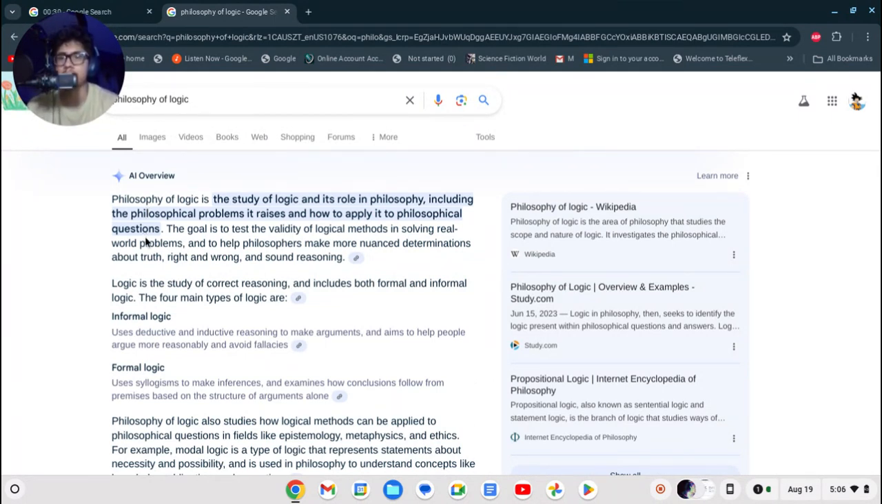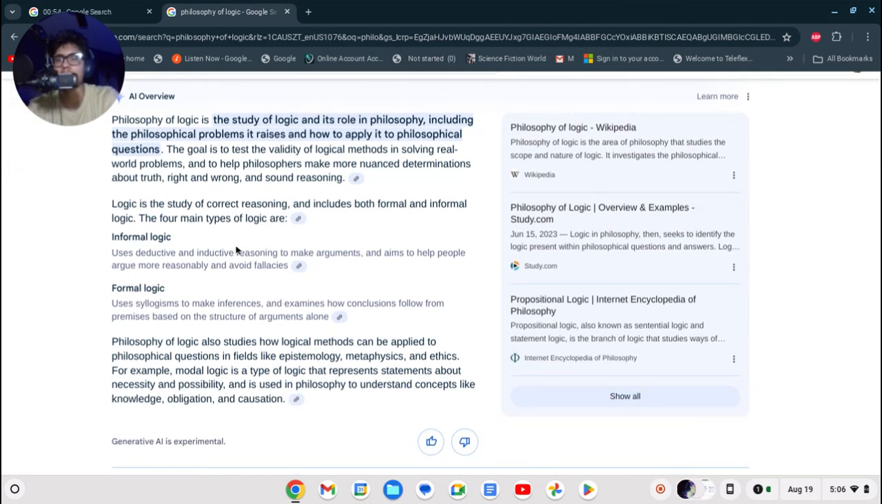Philosophy of logic is the study of logic and its role in philosophy, including the philosophical problems it raises and how it applies to philosophical questions. The goal is to set the validity of logical methods in solving real-world problems and to help philosophers make more nuanced determinations about truth, right and wrong, and sound reasoning. Logic is the study of correct reasoning and includes both formal and informal logic. The four main types of logic use deductive and inductive reasoning to make arguments and aim to help people argue more reasonably and avoid fallacies.